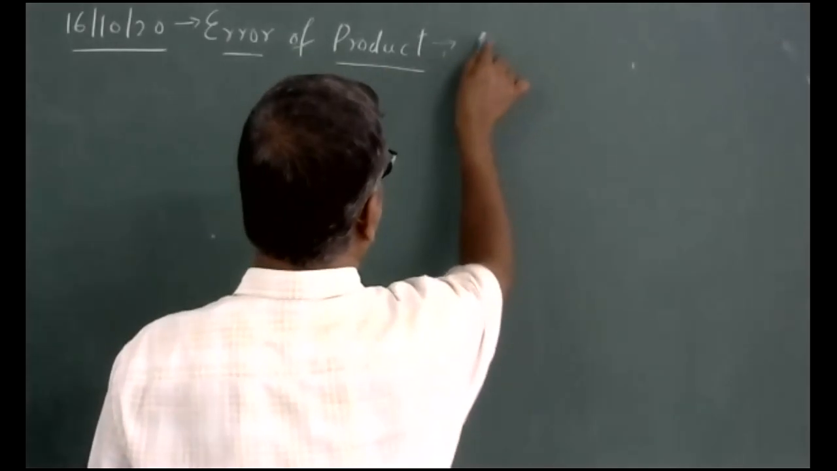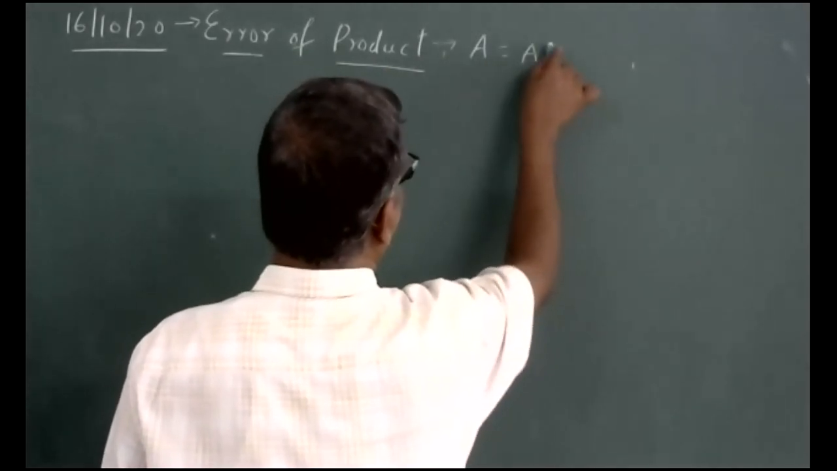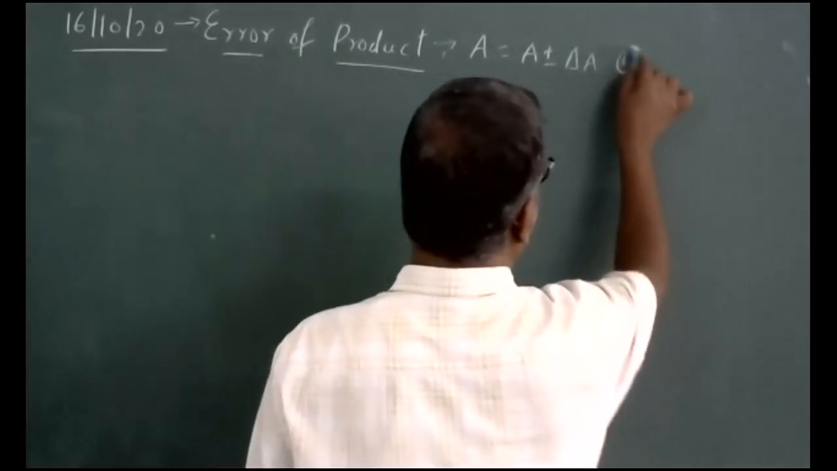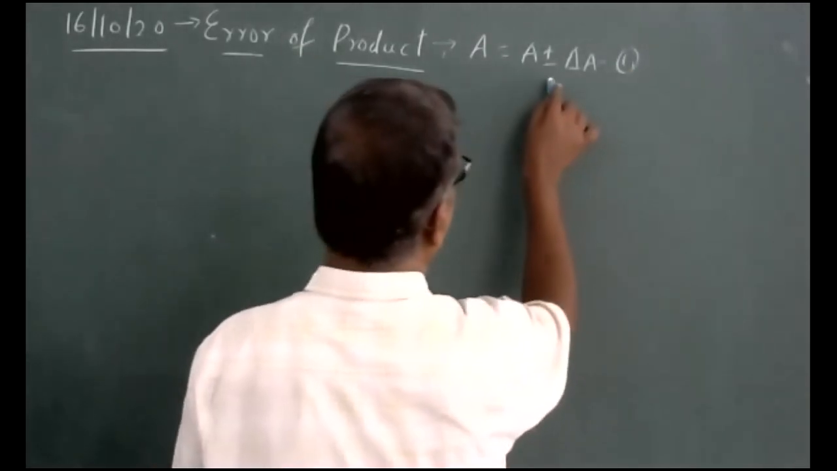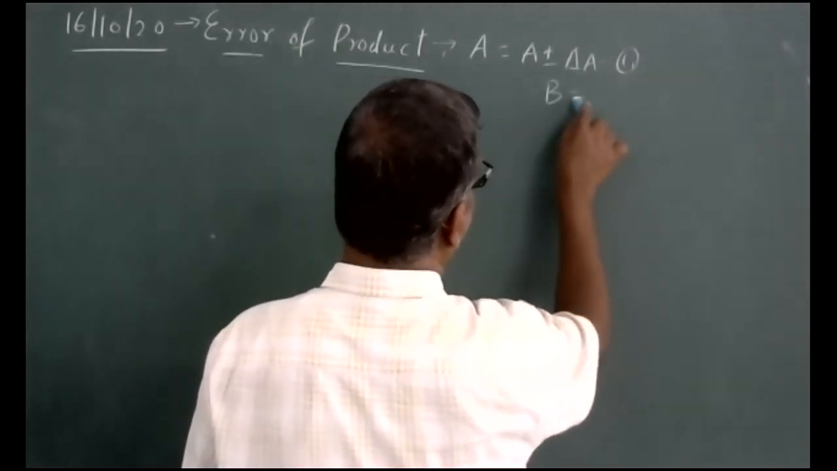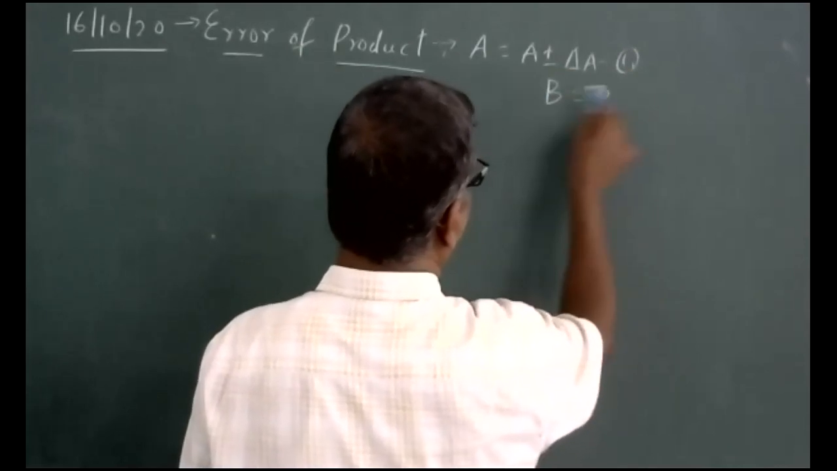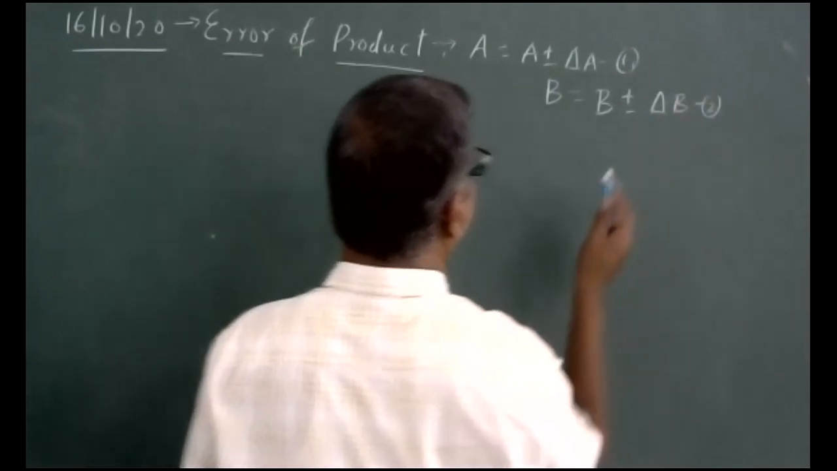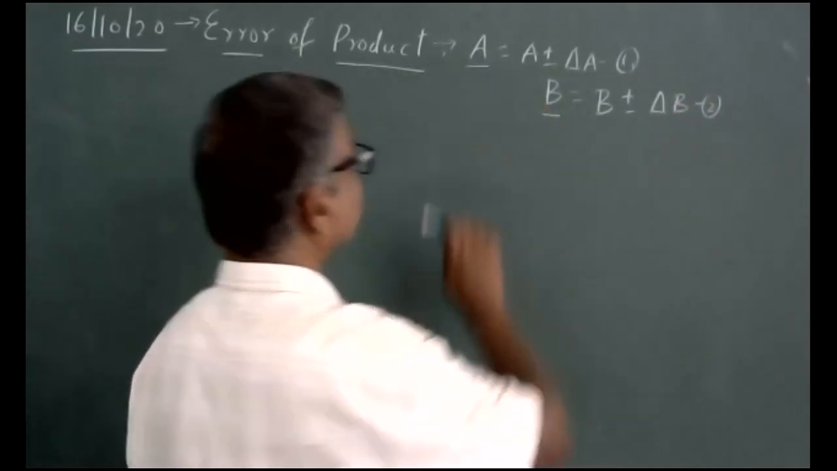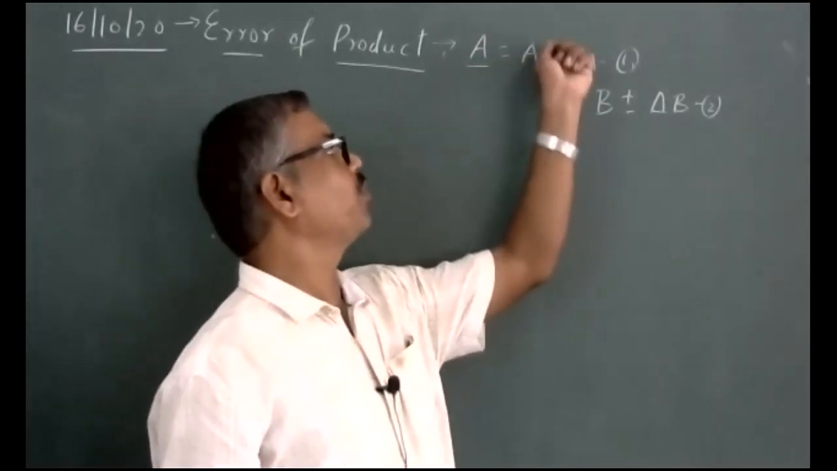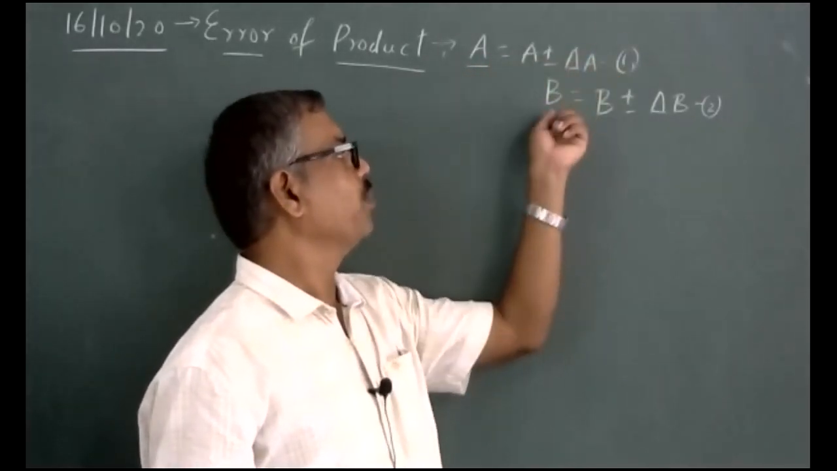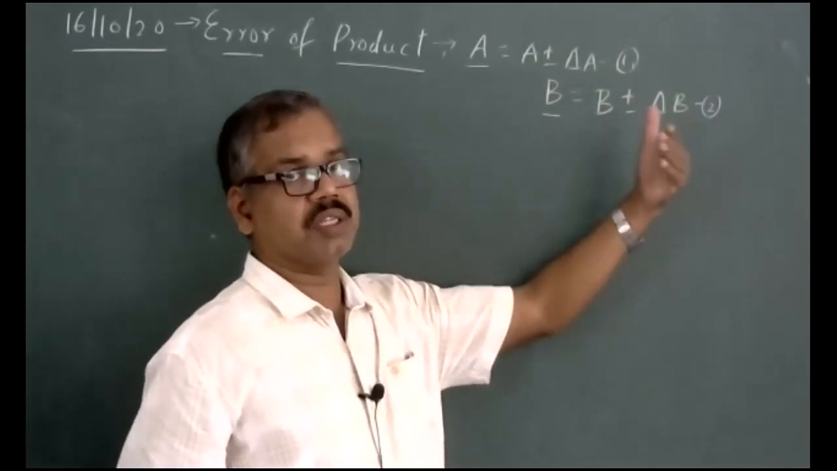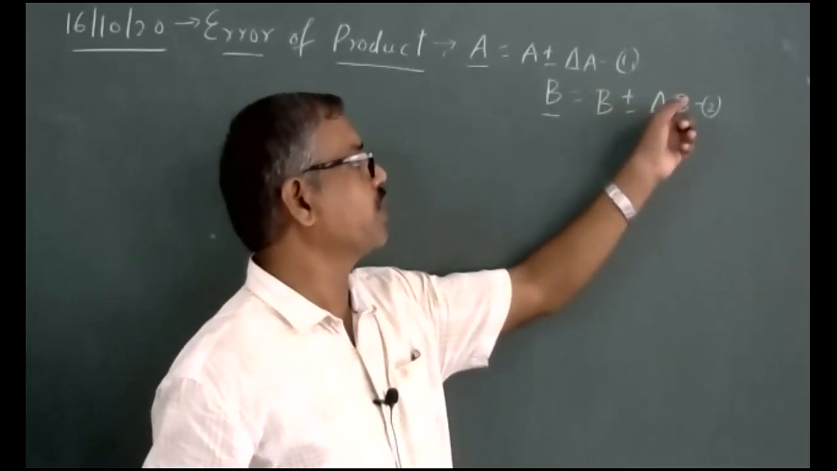Let A be equivalent to A plus or minus delta A. Call it equation 1. Similarly, we have B equivalent to B plus or minus delta B. Call it equation 2. Now, what is the product? A is a physical quantity. A can be written as a mean value plus or minus delta A, the absolute error in A. B is the mean value plus or minus delta B, the absolute error in B.